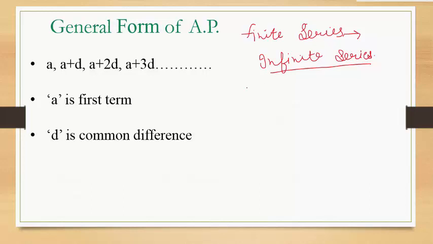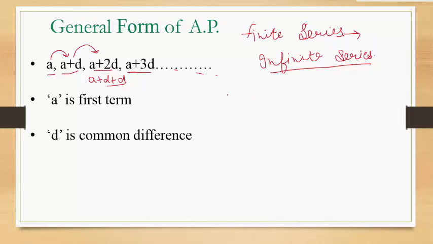Now what is the general form of AP? My first term is A. If my first term is A, then the second term will be A plus D, where D is common difference. I will add the common difference in the first term, and then add common difference in the second term, A plus D plus D, this will become A plus 2D, and this is my third term, and fourth term will be A plus 3D, and so on. This will become the general form of AP.